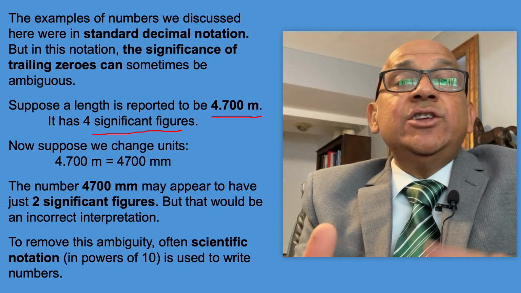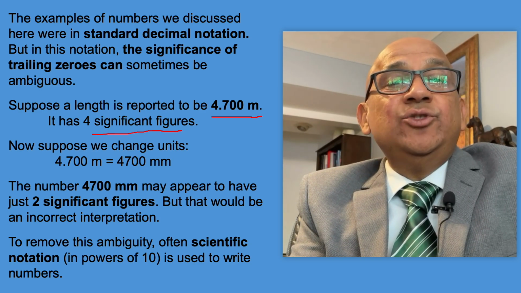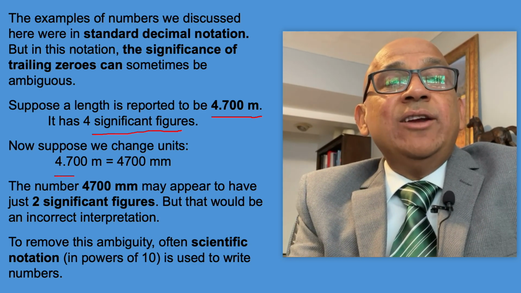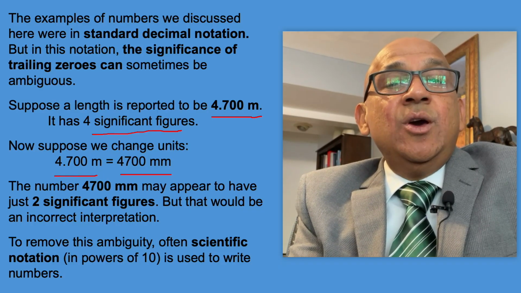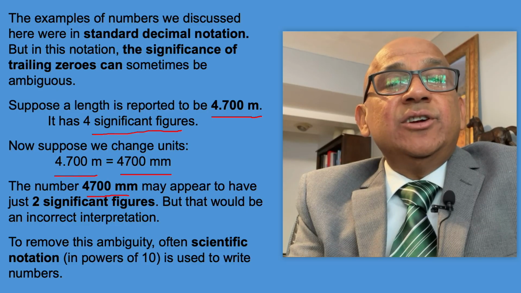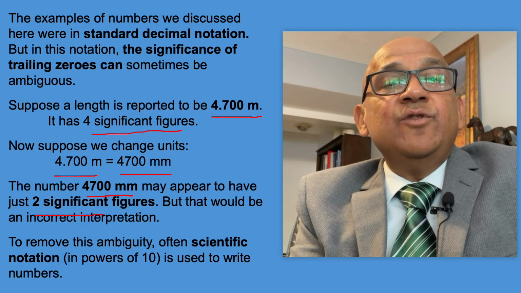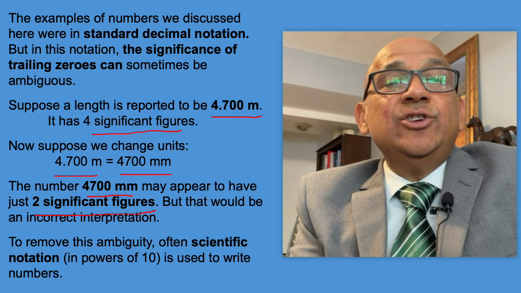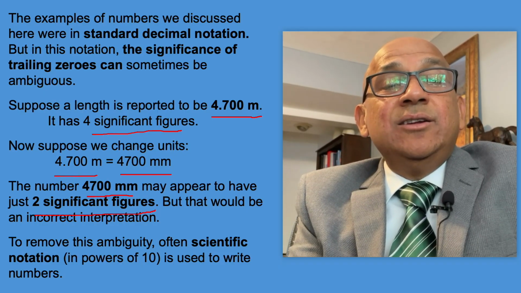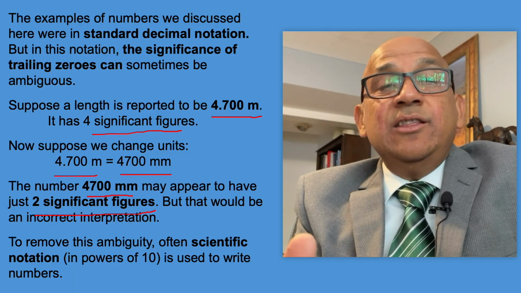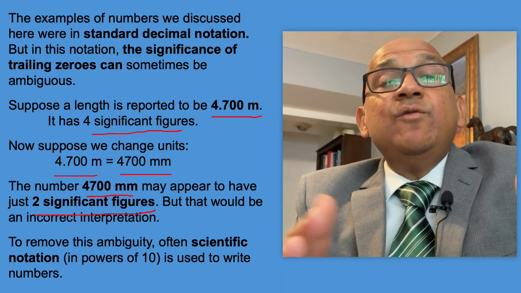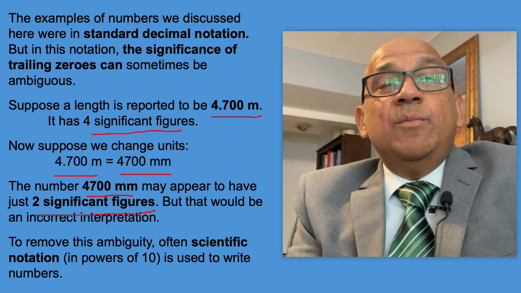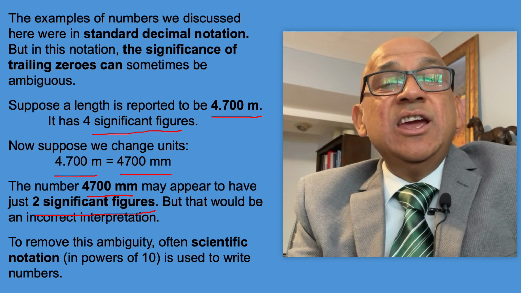Now suppose we change the units. We change these meters to millimeter. So we can write 4.700 meter same as 4700 millimeter. The number 4700 millimeter may appear to have just 2 significant figures based on the rules which we learned in the last slide. Right? We saw that trailing zeros are not significant. But that would not be correct in this case, because when you convert the unit, the significant figures should not change. But here, because of this ambiguity, it is changing.